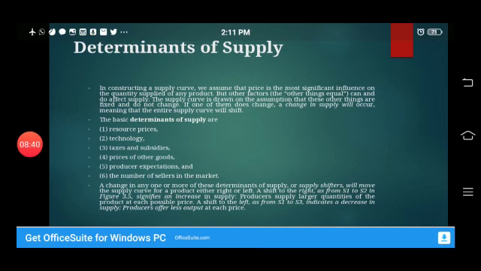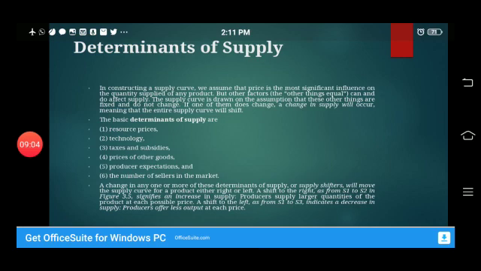The last determinant is the number of sellers in the market. Simple. If the number of sellers in the market is going to increase, more hands, more supply. And if the number of sellers is going to decrease, fewer hands, less supply. So the number of sellers has a positive relationship with the supply of the particular product.